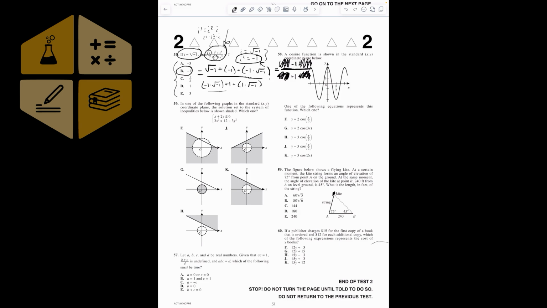Number 56. In one of the following graphs in the standard xy coordinate plane, the solution set to the system of inequalities below is shown shaded. Which one? And then we have these 5 options of these different graphs with circles and lines and shades and all these kinds of stuff.